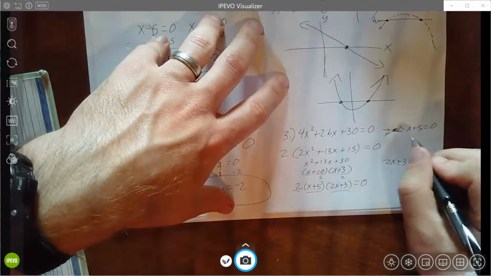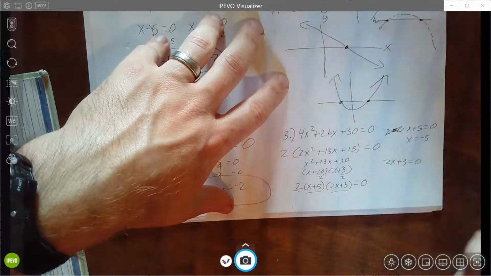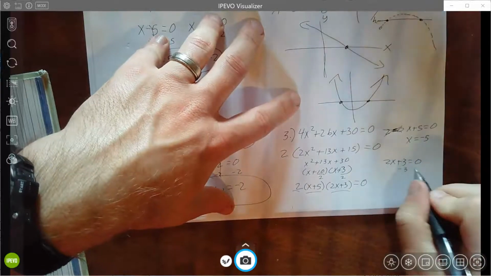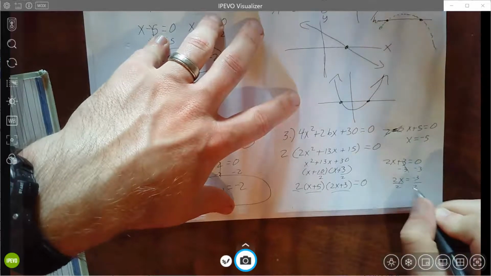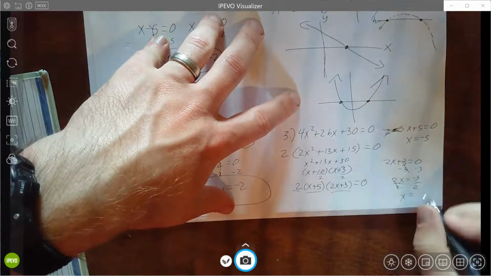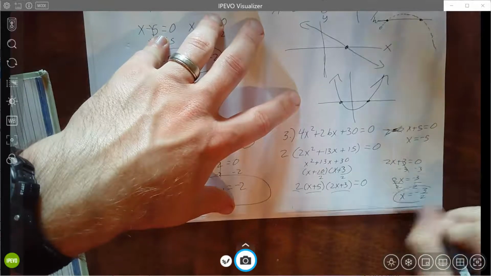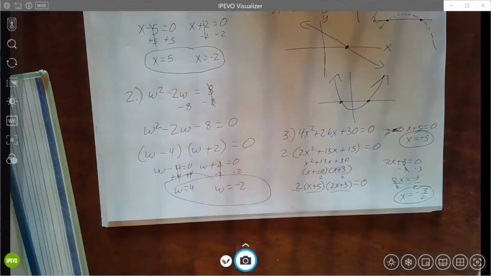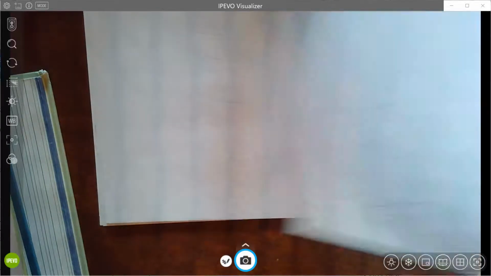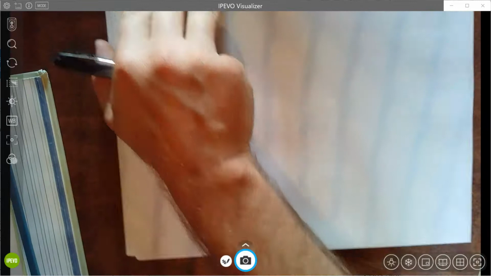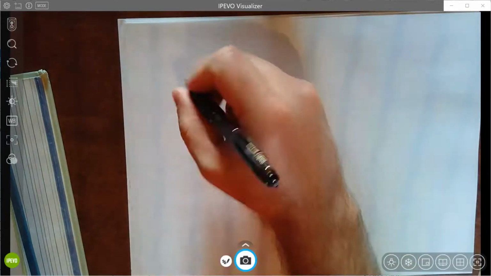Here, I subtract 5. I get x equals negative 5. Here, I subtract 3. 2x equals negative 3. Then I have to divide by 2. And I get x equals negative 3 halves. So I get two answers here, negative 5 and negative 3 halves, or negative 1.5. Okay, another.